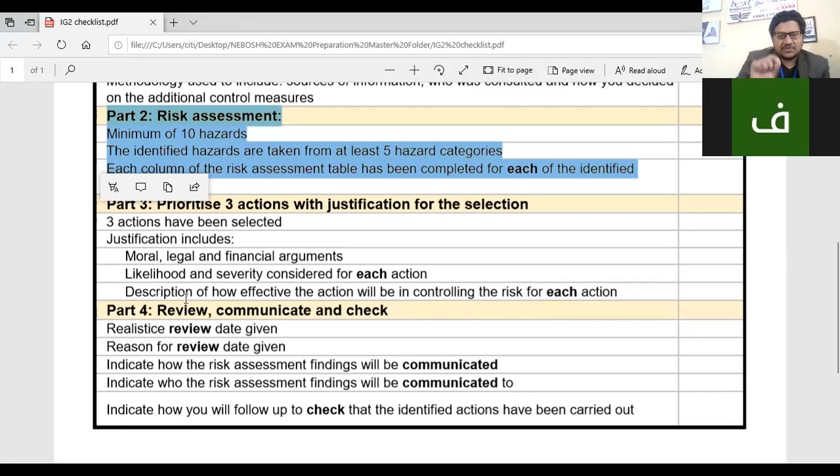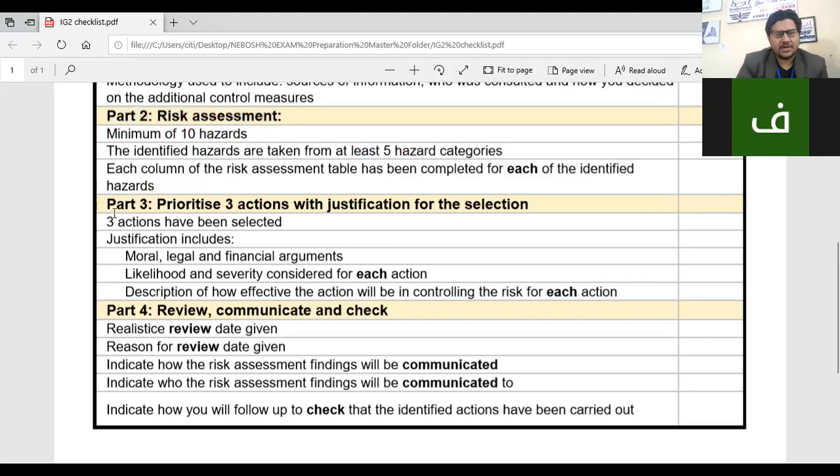I repeat again, description of how effective the action will be in controlling the risk of each action. So we have to bring that risk to an acceptable level, a negligible level, or as low as reasonably practicable. So your actions you need to justify. How are you going to say these 3 actions will bring the risk to the acceptable level, or maybe the negligible level, or at least as low as reasonably practicable.